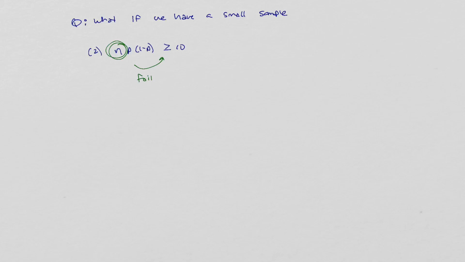Now, one thing we do have to mention here, and we're not going to go over it, but we have to be careful of it. What if we have a small sample? Remember the second check that we have, n times p times 1 minus p, we want that to be bigger than or equal to 10. If my sample size is small, then when we do this check, it might fail. So what do we do if that second check actually fails?